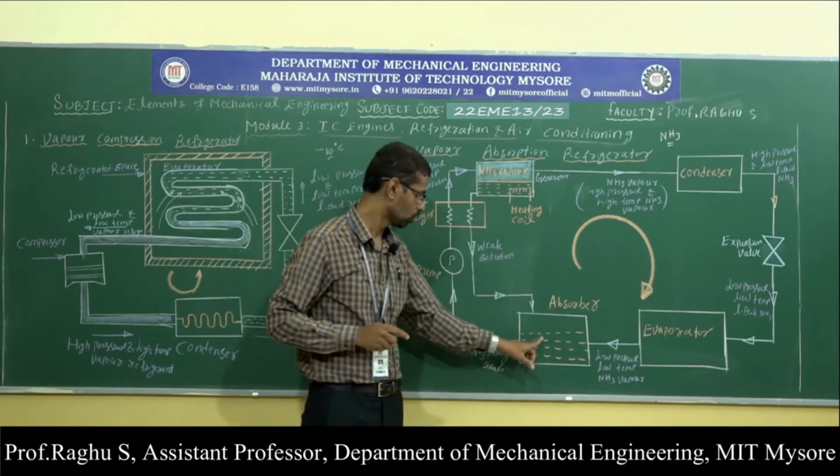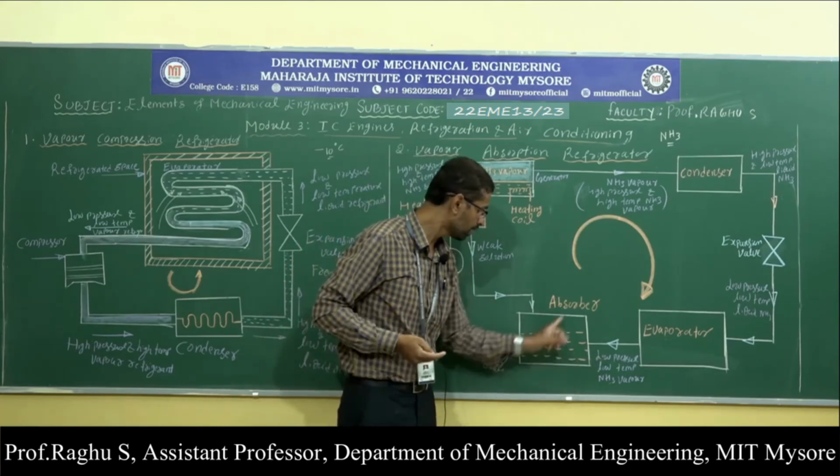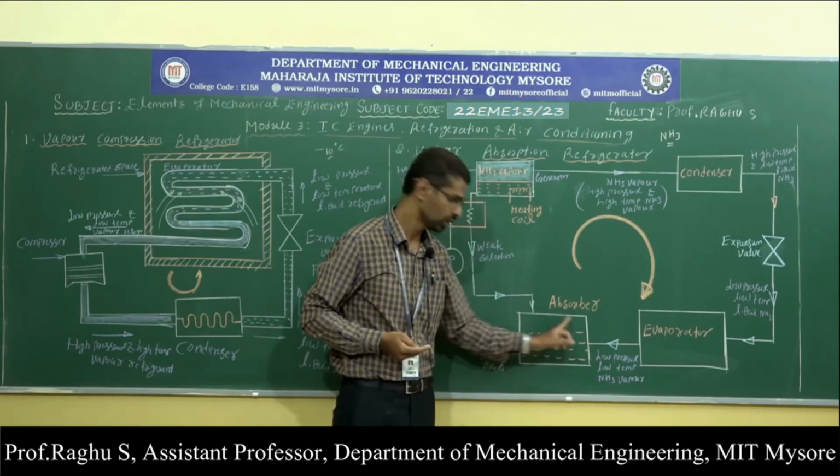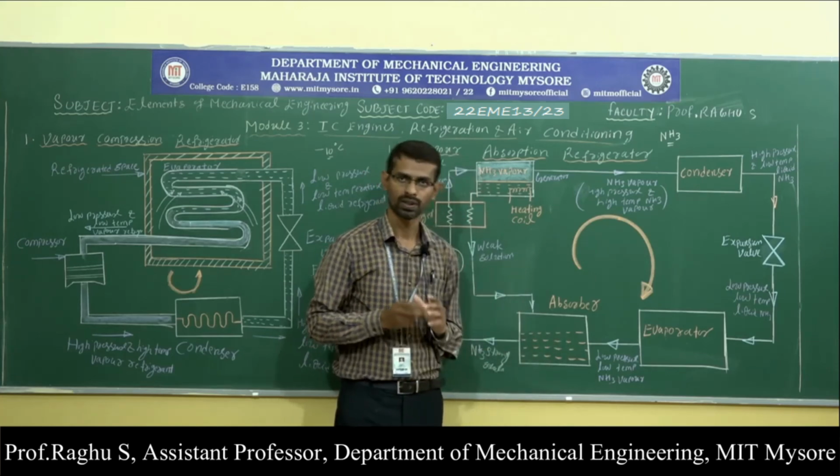Here we have weak ammonia solution. So here the weak ammonia solution enters into the absorber. Again, the ammonia vapor is dissolved in the weak ammonia solution. Here, strong ammonia solution is formed. So, once again, I am going to explain the working.